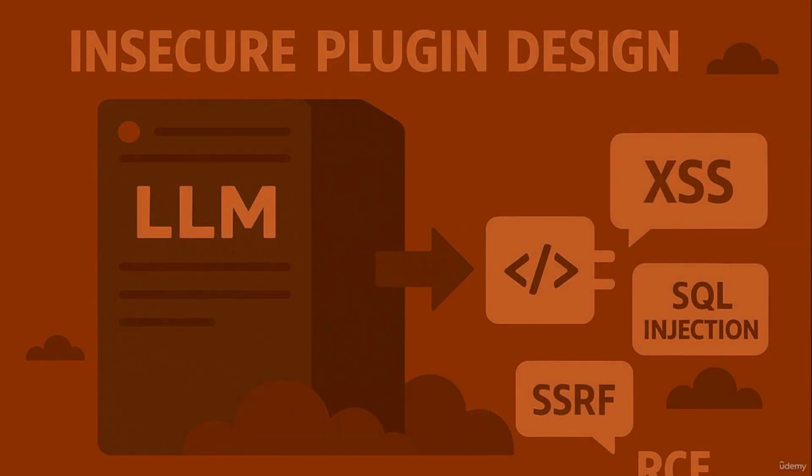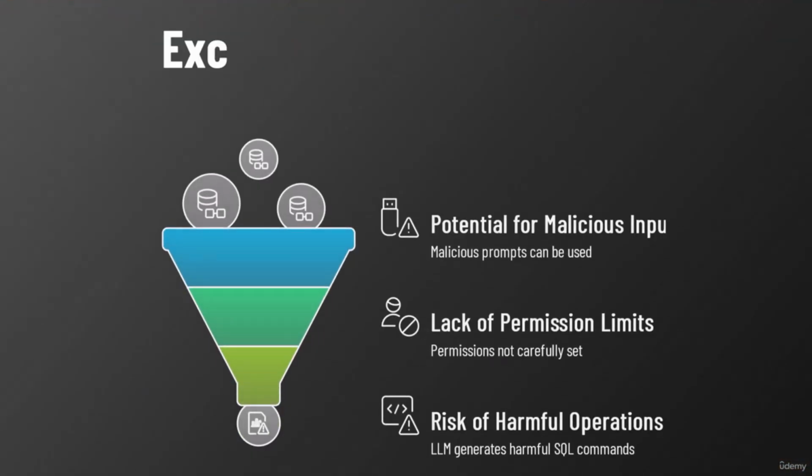When a plugin fully trusts the LLM's output without validating or sanitizing it, it opens the door to a wide range of attacks. Depending on the plugin's purpose, this could result in vulnerabilities like cross-site scripting, SQL injection, server-side request forgery, or even remote code execution. The core issue here is the dangerous assumption that LLM outputs are always safe to use. In reality, treating that output as trusted input within plugin logic can lead to severe consequences if exploited.